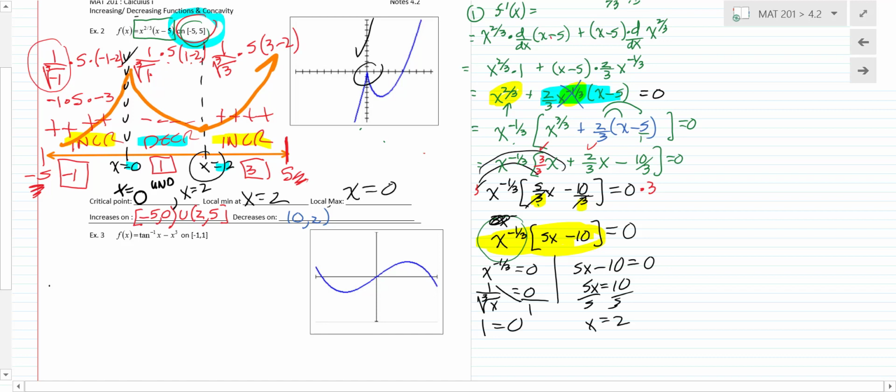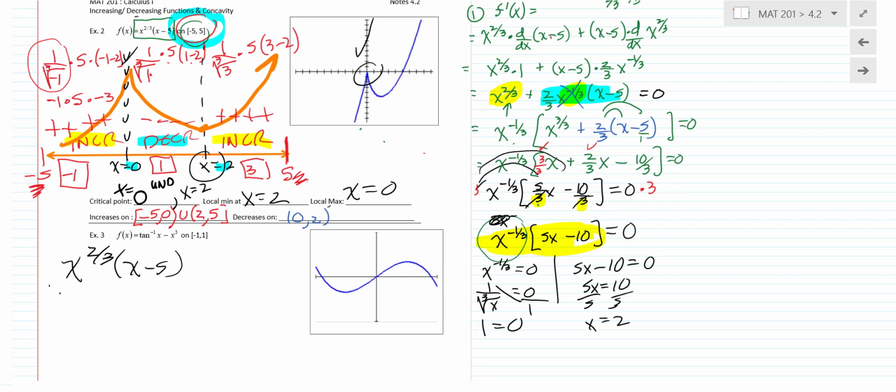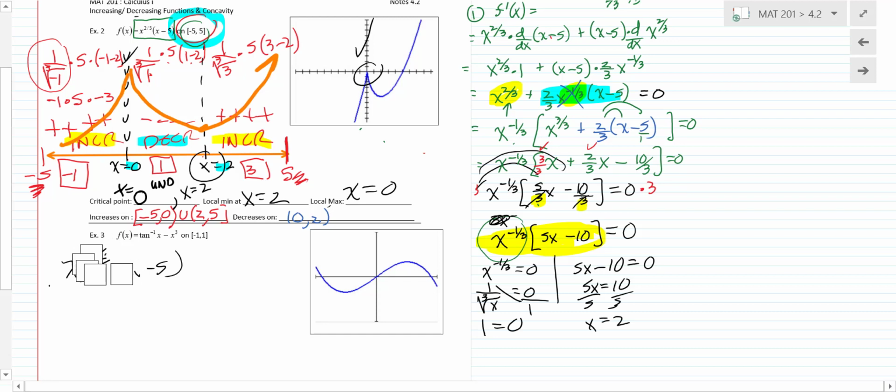Okay? And see, that function is defined at 0. If you go all the way back to the original function, x to the 2/3 times x minus 5, you're defined at 0. So you have a point at 0. You don't have any discontinuity at 0. It's continuous there. Okay? All right, what do you think of that? Okay, a little algebra heavy. That's kind of what we're getting into here. Any questions about anything?